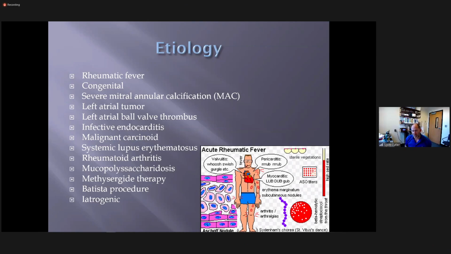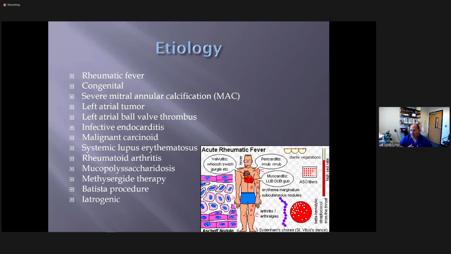Left atrial tumor is one etiology. I already showed you a picture of that where we had that myxoma. We're going to talk about masses in a later chapter. But a tumor may be protruding into the hole of the mitral valve as it's trying to open during diastole and plugging that hole. So you might see some dynamic changes with that because of a mass or a tumor protruding into it.